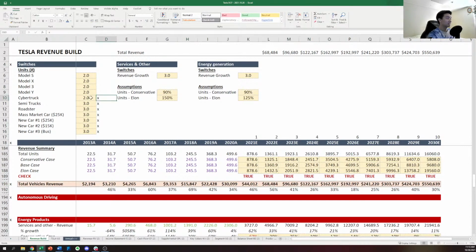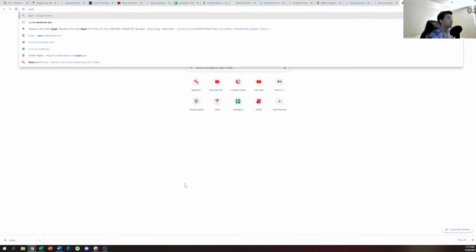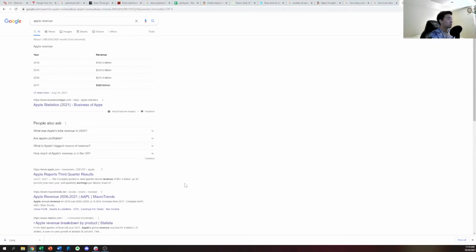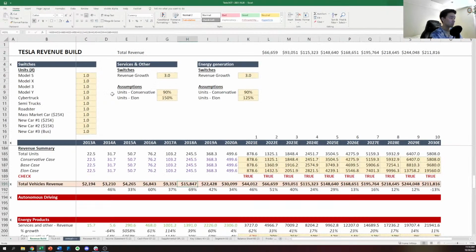Okay, so let's see. Starting off with our base case, or conservative case, this would make vehicle revenue $211 billion in revenue. Let's see what Apple has. Apple revenue. Okay, so conservative case, Tesla's making as much as Apple is making pretty much now. I think that's fair, especially because they're selling more expensive products. Conservative case, I'm okay with that.